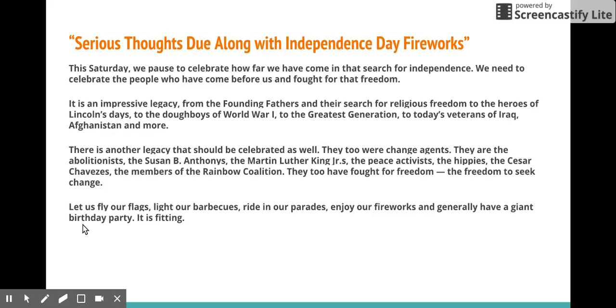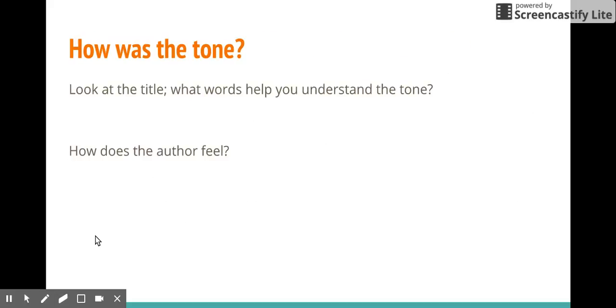So here's the first passage. Why don't you go ahead and pause the video and read, and then highlight them on your notes. Highlight the words on your notes. Okay, so think about how the tone was. Okay, how does the author feel about Independence Day? Look at the title. What words help you understand the tone? Okay, think about that. And we're going to talk about this on Monday, so if you didn't go back and read it and you just skipped ahead to this video, shame on you. Go back and read it and circle the words that have the tone.